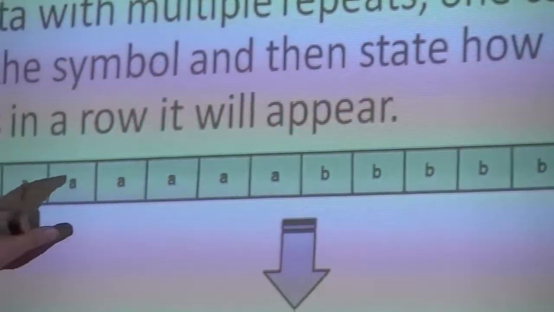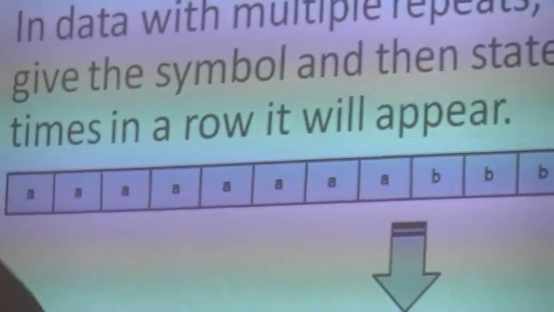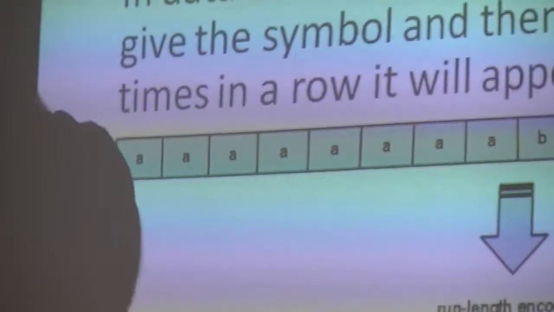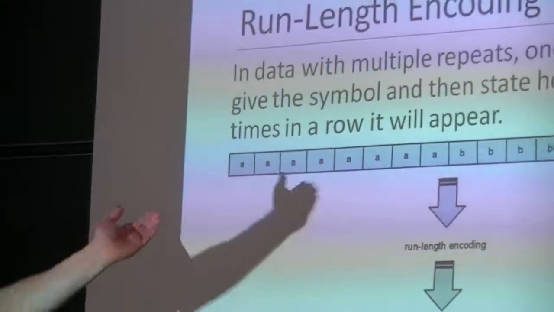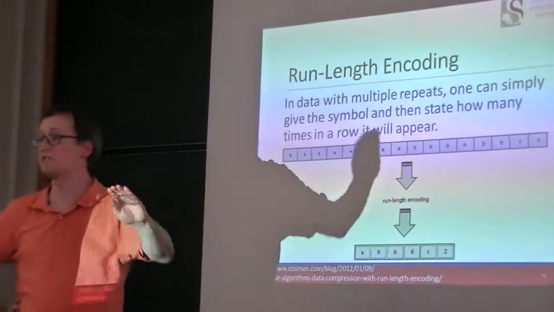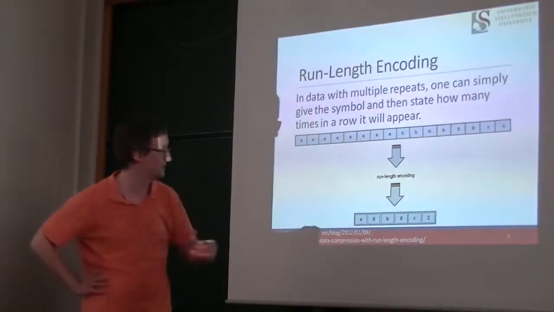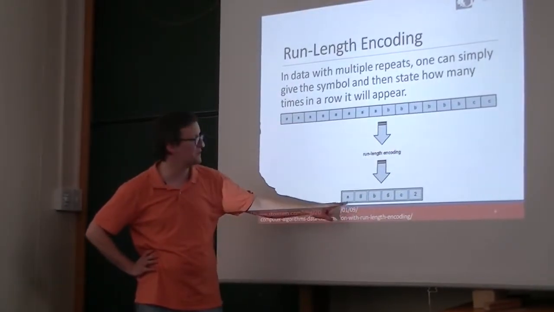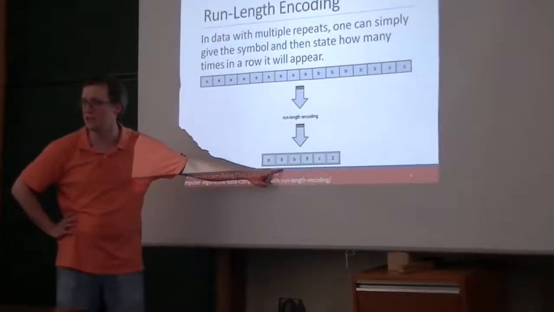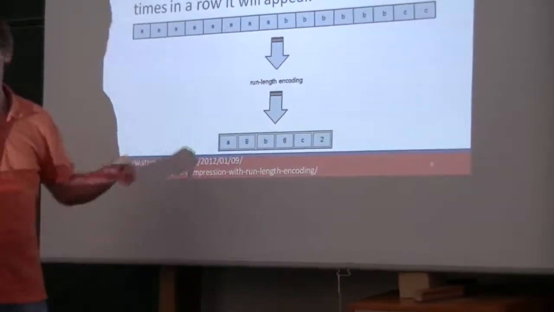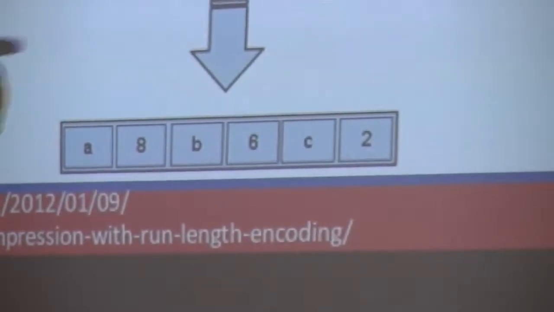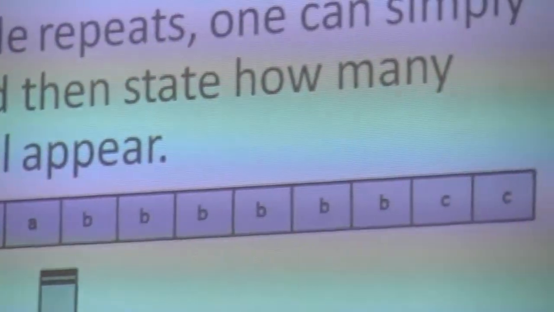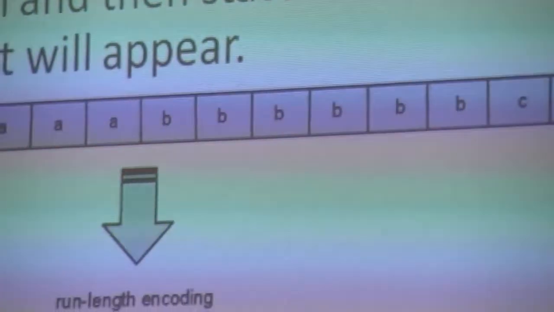So in run length encoding, I need to specify a symbol that I'm using, A in this case, and how many times it repeats, 8 in this case. So when we encode this in run length encoding, we're going to specify that the symbol A appears 8 times. Next, we're going to talk about the letter B, because that's the next one in this series. B, B, B, B, B, B. So that was 6, right?